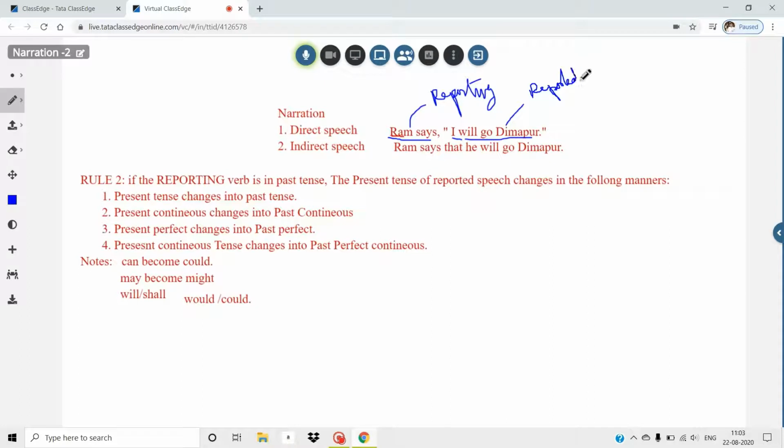Okay. Now, if the reporting verb is in the present tense, then there is no change. It is already said. But when the reporting verb is in the past tense, then what happens? Inside the inverted comma, the sentence will change like this. If it is present tense, it will become past tense. If it is present continuous, it will become past continuous. And if it is present perfect, it will become past perfect. So let's take one by one.